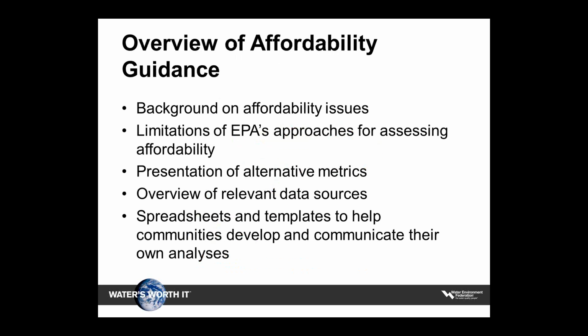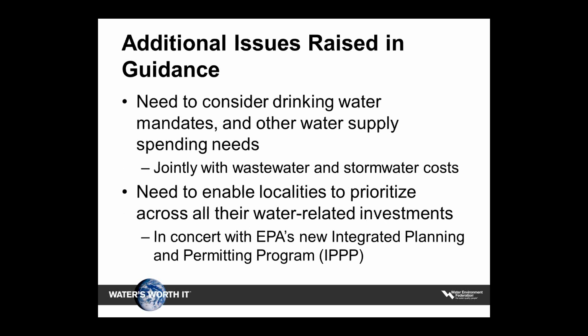So the guidance provides background on affordability issues. It talks about the limitations of EPA's approach. It presents alternative metrics that can be considered and how you can derive those alternative metrics and present them. It tells you where you can find the data you need to do that and offers spreadsheets and templates to help. So it's a very practical tool to help any community look at its own affordability issues and develop metrics and present them effectively to EPA.